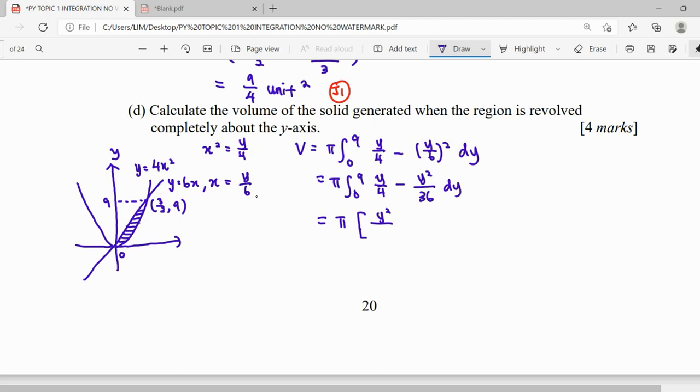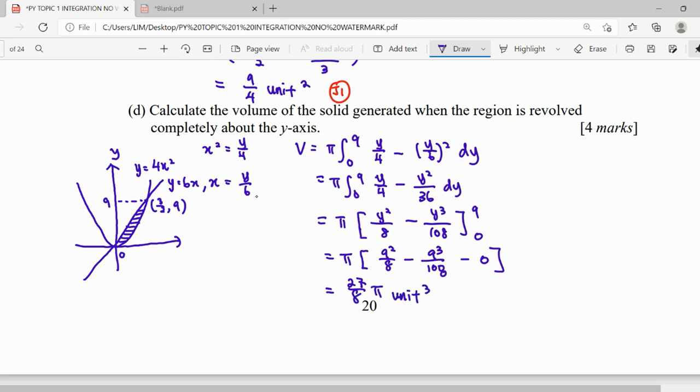So power plus 1 over new power will become 8. Power plus 1 over new power. So 36 times 3, 108. Upper limit 9, lower limit 0. Then the next step we substitute the upper limit minus the lower limit. So everything is 0. So therefore we will get 27 over 8 pi, because of volume, unit cube.